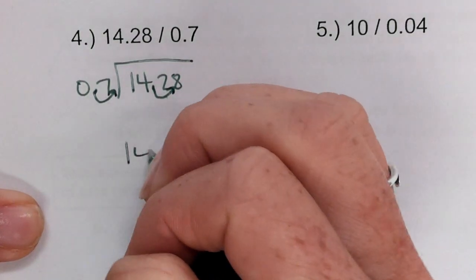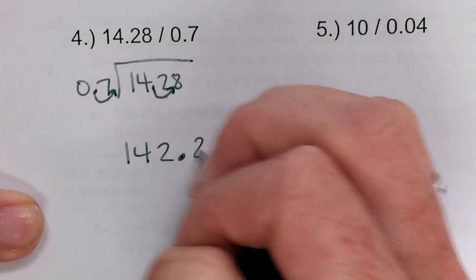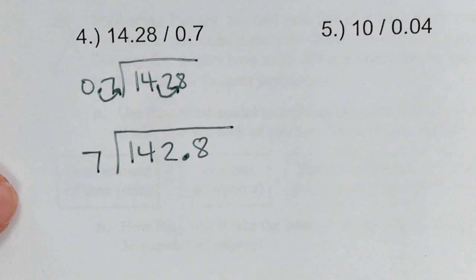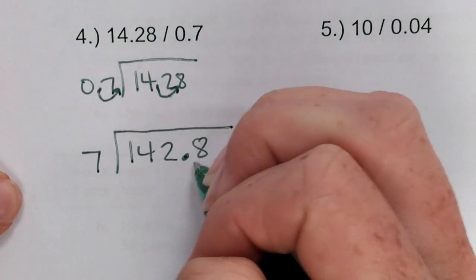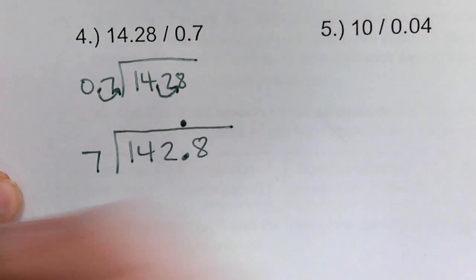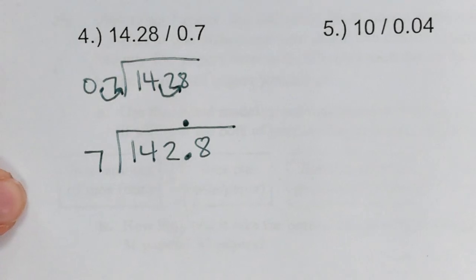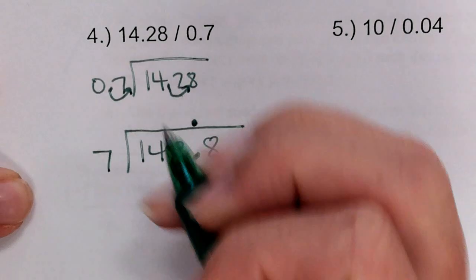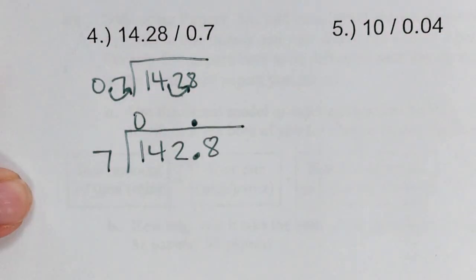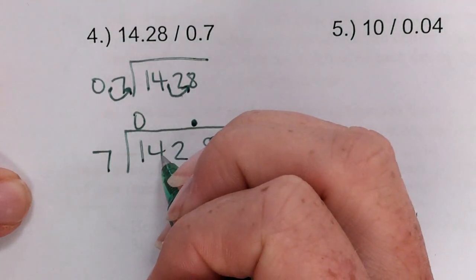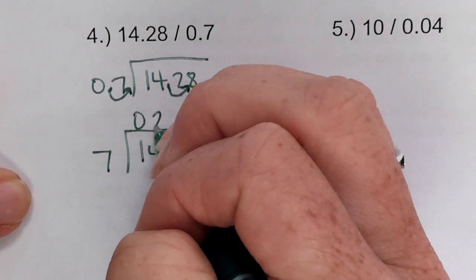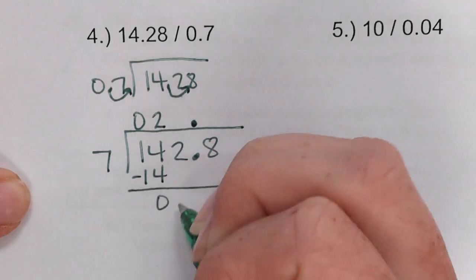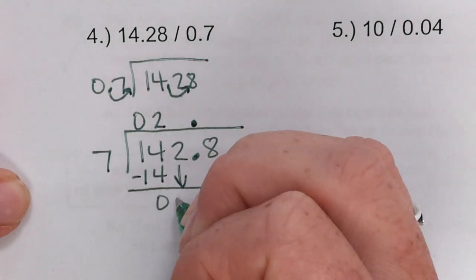So I have 142.8 divided by 7. Bring my decimal straight up. Can 7 go into 1? So put a 0. Can 7 go into 14? Yes. How many times? 2 times 7 is 14. I get 0 and I bring my 2 down.